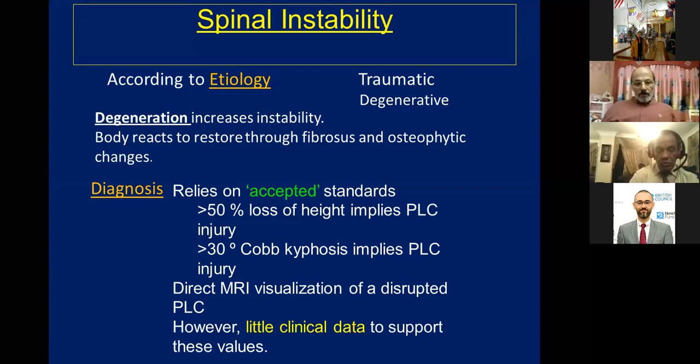And as we mentioned before, diagnosis depends on whether the canal is involved by more than 50% and there is loss of height, which means the kyphotic or Cobb angle is more than 30 degrees. This means unstable. We can help our diagnosis by direct MR visualization of the disrupted posterior ligamentous complex, and also by CT scan to know how much the spinal canal is compromised by the retropulsive fragment.